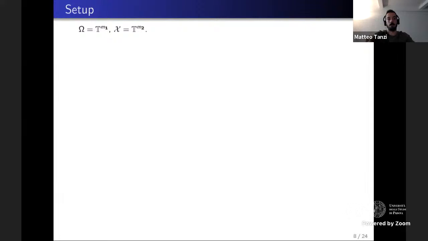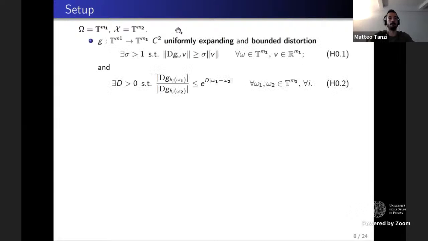So the setup is the following. Just to fix ideas, let's consider omega to be an m1-dimensional torus and chi an m2-dimensional torus. G, as I anticipated, is a uniformly expanding map, C2, and with bounded distortion. Uniformly expanding means that when applying the map G, the action of the differential on tangent space stretches the norms of the vectors by a factor, not fixed actually, so the factor could vary, but the factor is lower bounded by this parameter sigma, which is the minimal expansion of this uniformly expanding system.